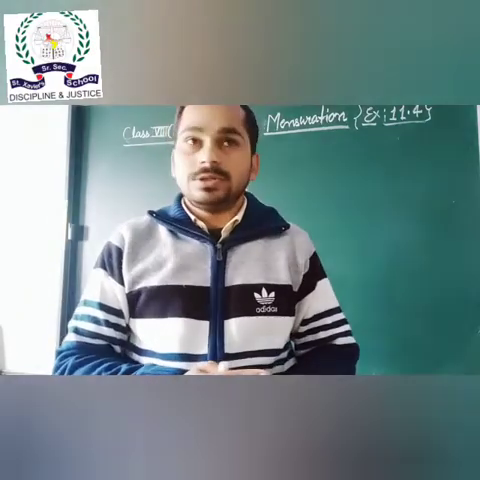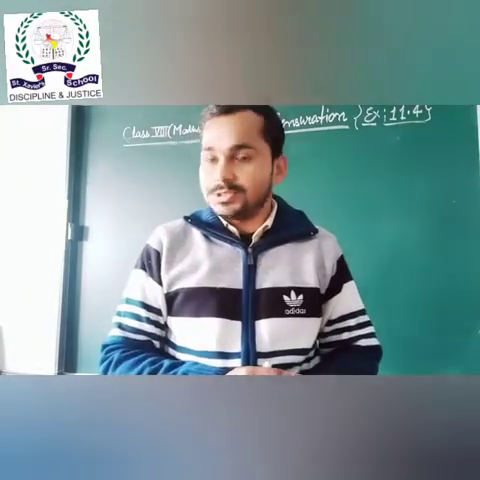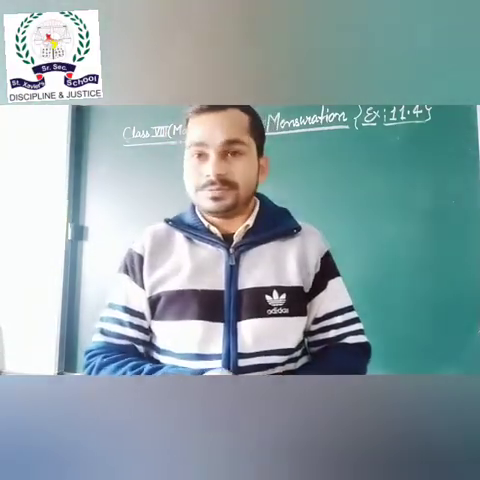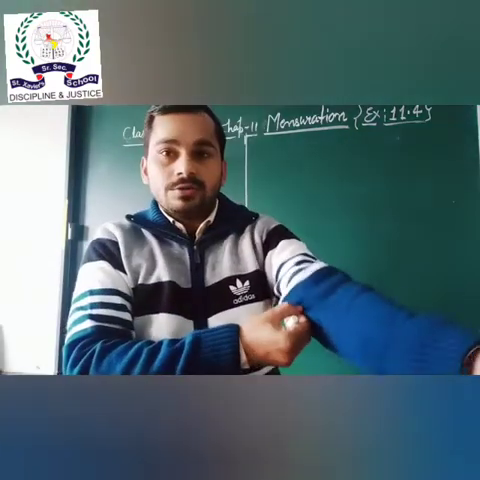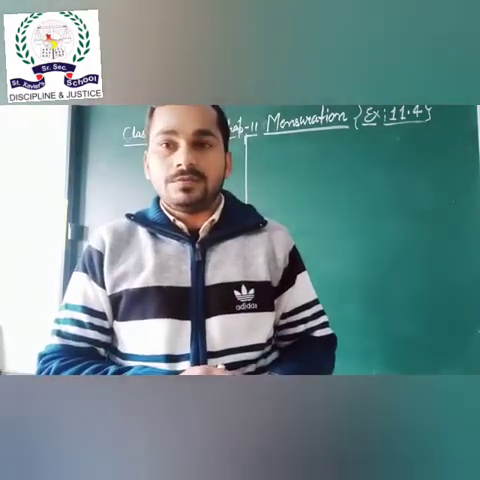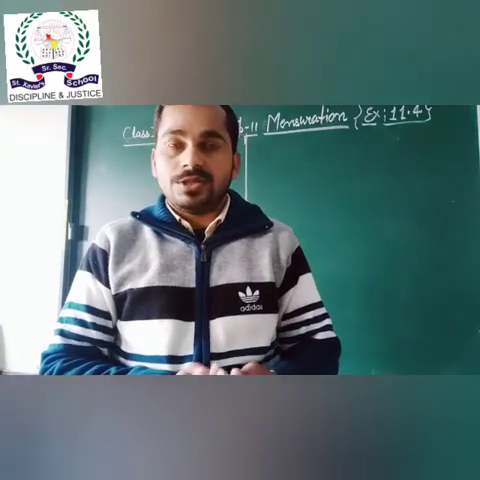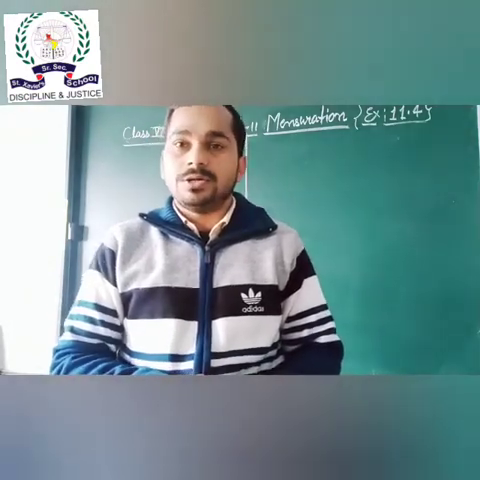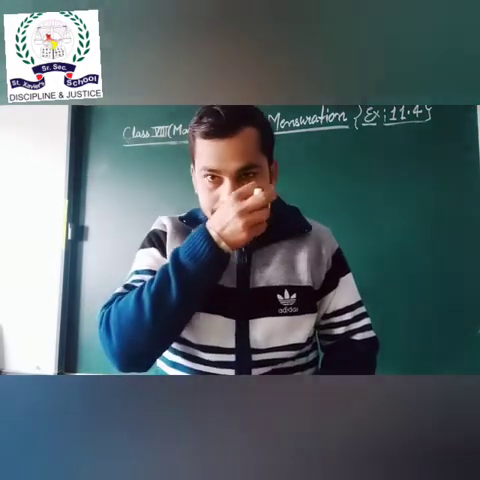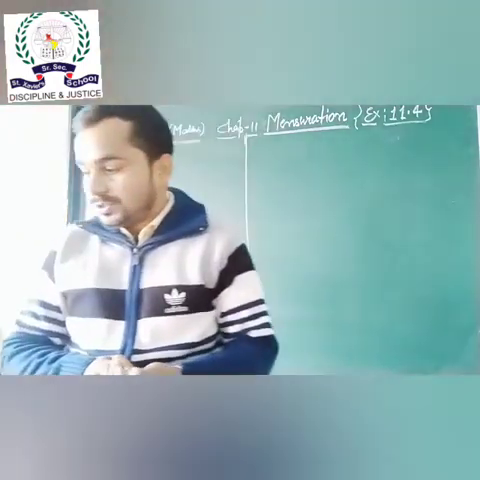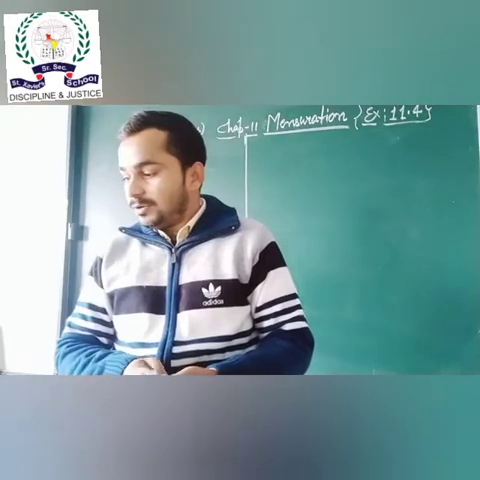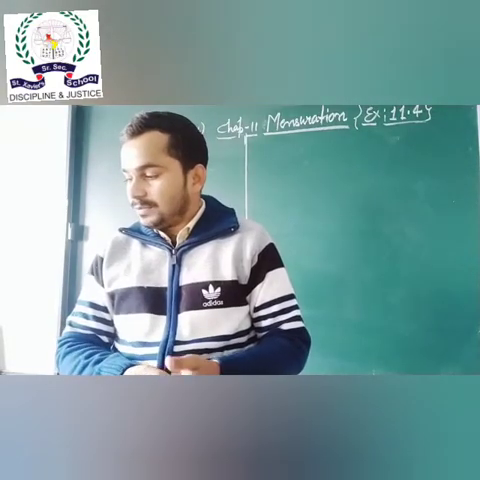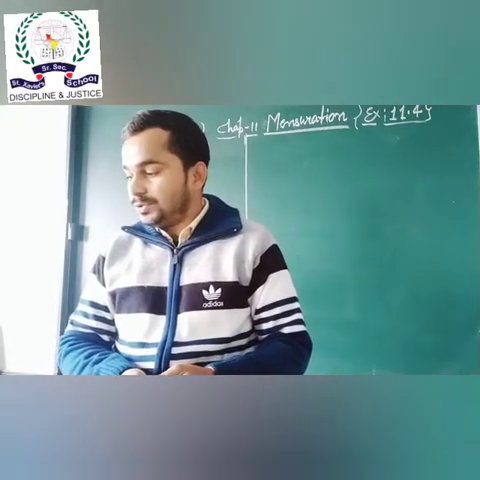Student of class 8. Now, today in this video, we have discussed exercise 11.4, where we find the total surface area of cube and cuboid, CSA of cube and cuboid, and also the volume of the cube and cuboid. So, question number 1: find the volume of the following solid shapes. Given side of each unit cube is 1 centimeter.